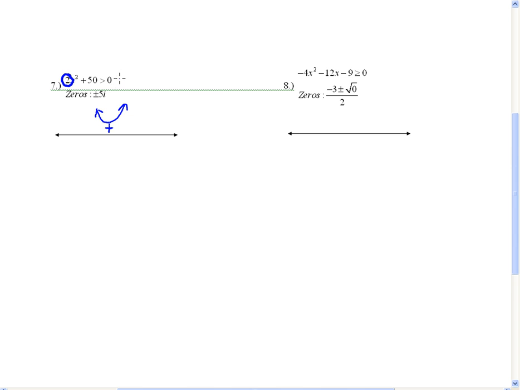Now this question asks us, where is it greater than 0? Well, it's greater than 0 everywhere, so that means it's all real numbers. You could say that it's negative infinity to infinity, or you could say the answer is all real numbers.